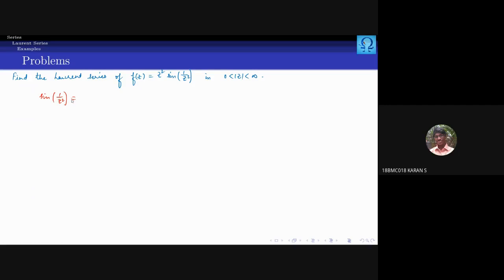1 by z square minus 1 by 3 factorial z to the power 6 plus 1 by 5 factorial z to the power 10 minus 1 by 7 factorial z to the power 14, if I'm not wrong, plus etc. Okay. Where is this valid?